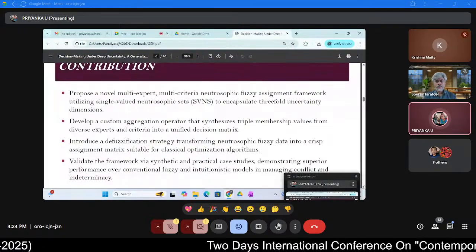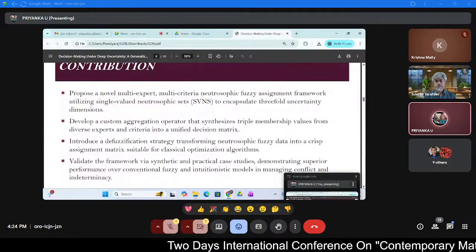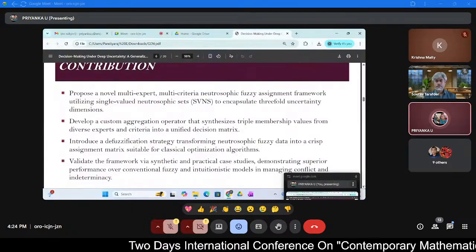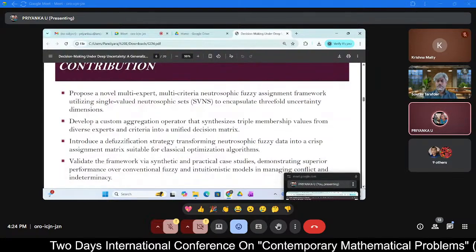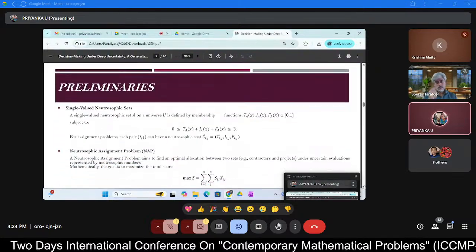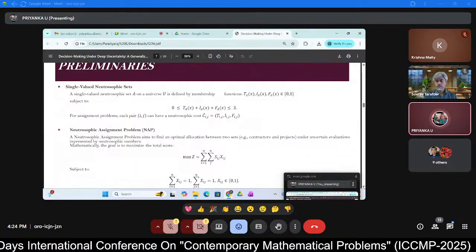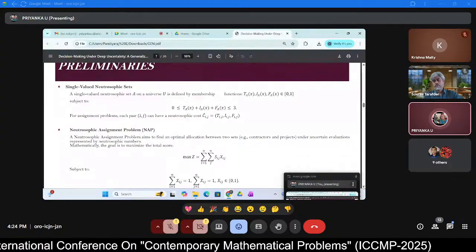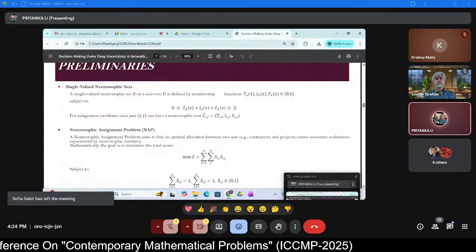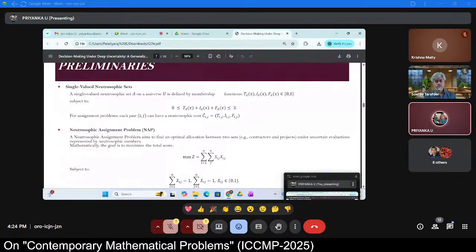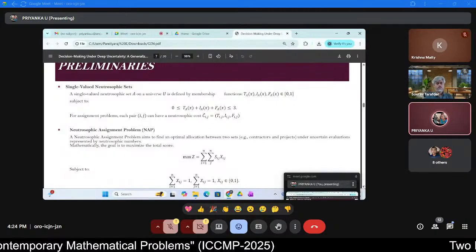Validate the framework via synthetic and practical case studies demonstrating superior performance over conventional fuzzy and intuitionistic models in managing conflict and indeterminacy. Preliminaries. A single-valued neutrosophic set A on universe U is defined by membership functions Ta(x), Ia(x), Fa(x) belonging to [0, 1], subject to 0 less than or equal to Ta(x) plus Ia(x) plus Fa(x) less than or equal to 3.